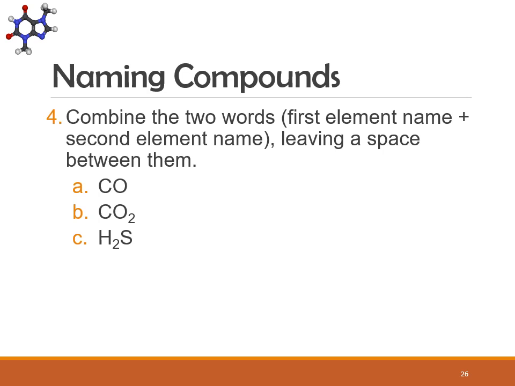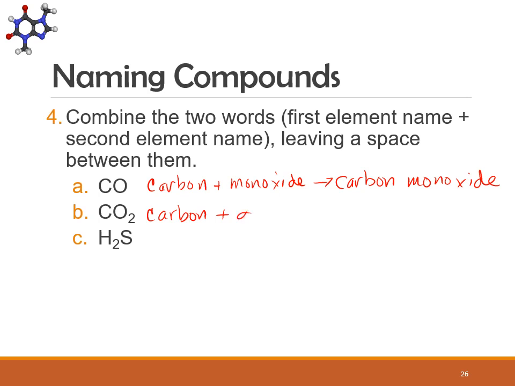The last step is to combine the first and second name of the molecule. So in letter A, the first name is carbon. The second name is monoxide. So here we have the name of the compound, which is carbon monoxide. For the second compound, we have carbon plus dioxide. So we have carbon dioxide.